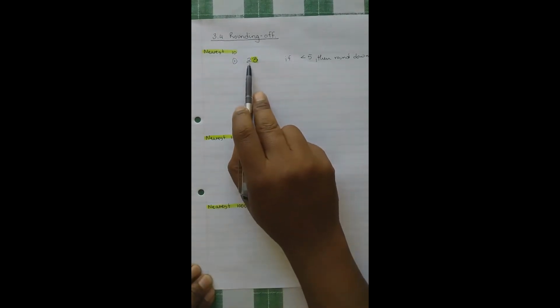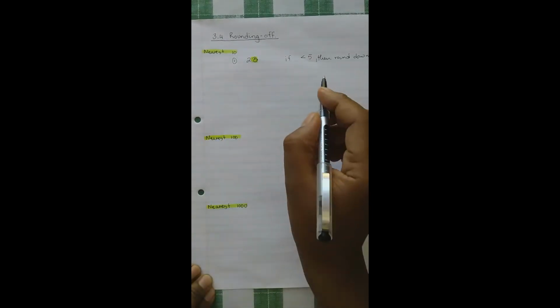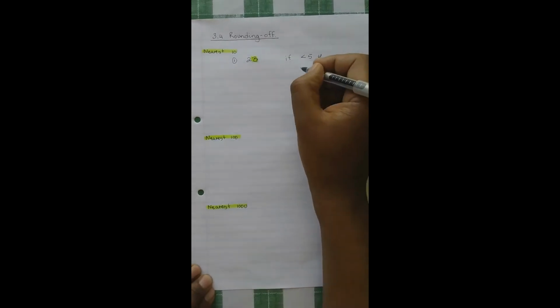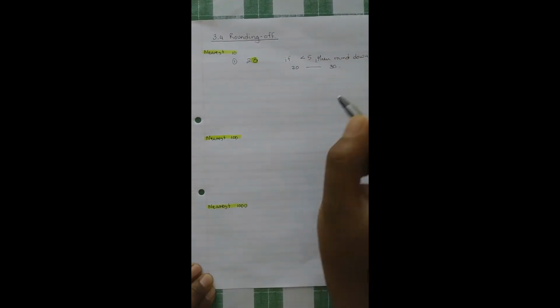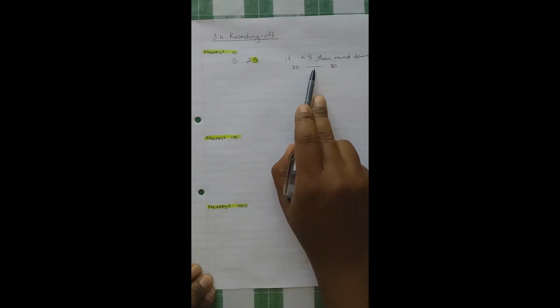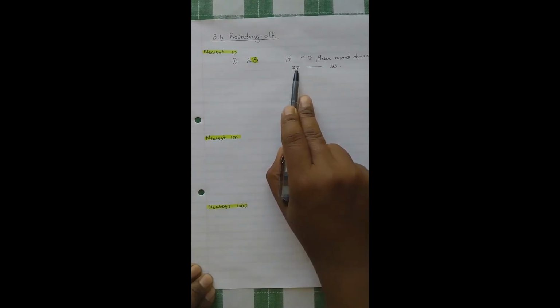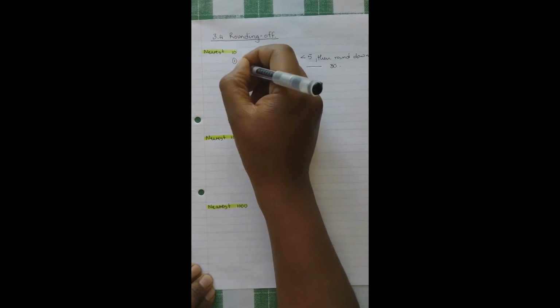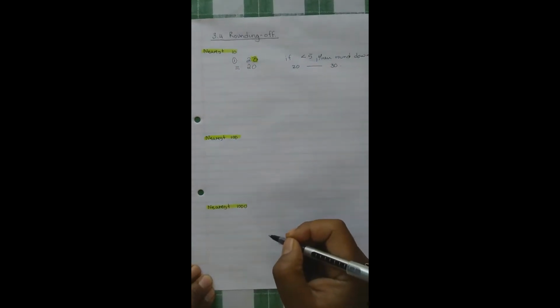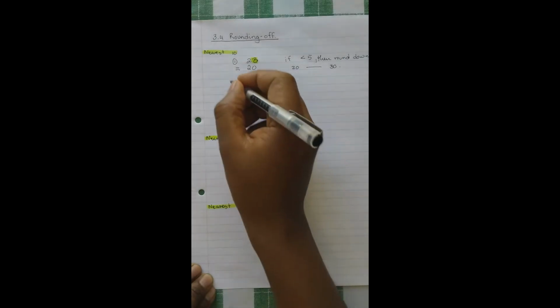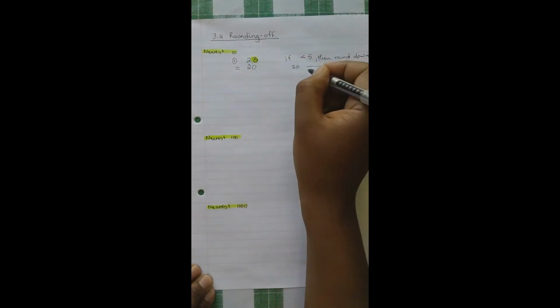So in other words, you also consider 23 is between 20 and 30. If the unit is less than 5, then you go back to the previous 10. Your answer then, rounding off 23 to the nearest 10, will just be 20. Let's look at another example.